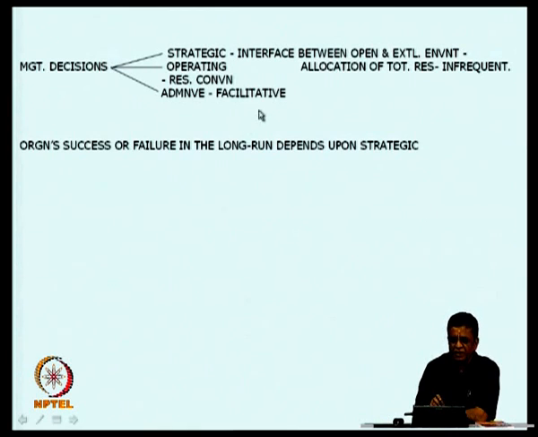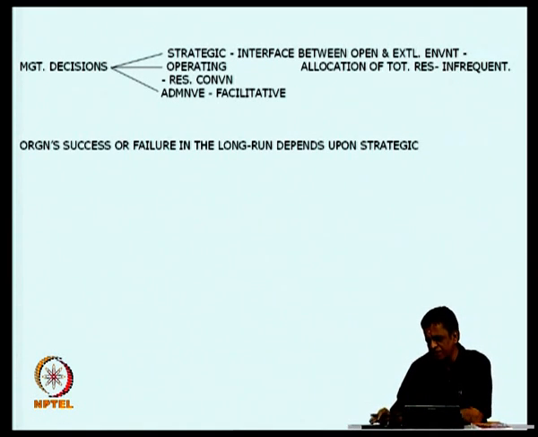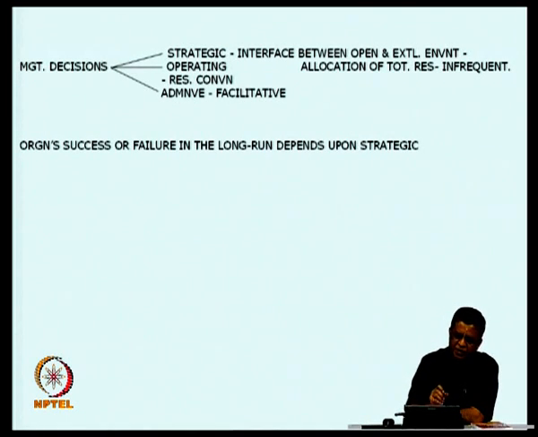The second one is what is called the operating decisions. The operating decisions are basically resource conversion decisions, that is, you are converting your raw material to the finished product. In order to do this conversion from the raw material to the finished product, you may have to take decisions at different levels in the organization. All these are called operating decisions.